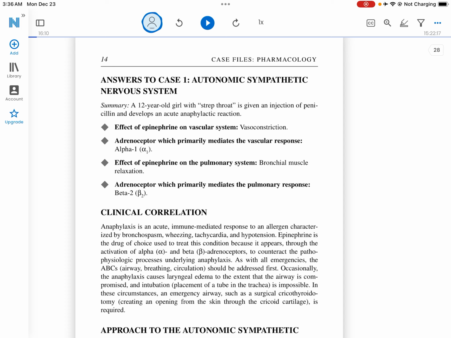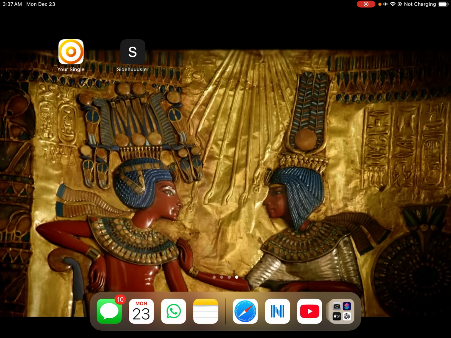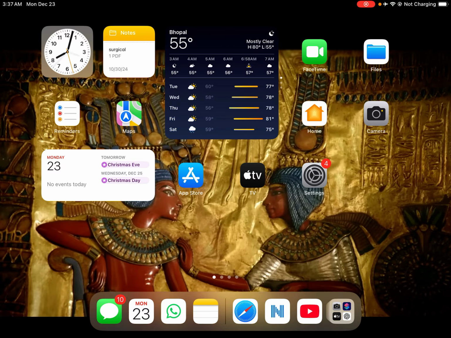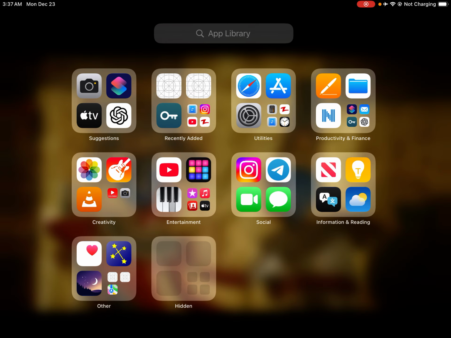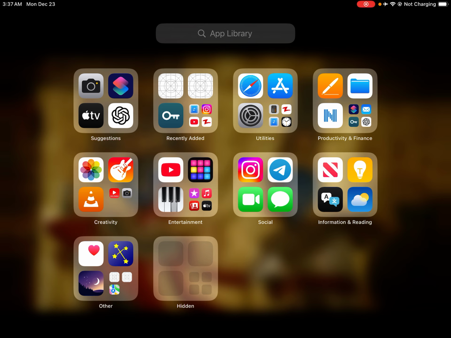Cricoid cartilage. An opening from the skin through the cricoid cartilage. So this is the cricoid cartilage. We will make an opening in the cricoid cartilage. Now we will see the image of the cricoid cartilage, because we have seen in many movies that they pierce the cricoid cartilage with a big needle. When we increase the chances of respiration, the patient will survive.